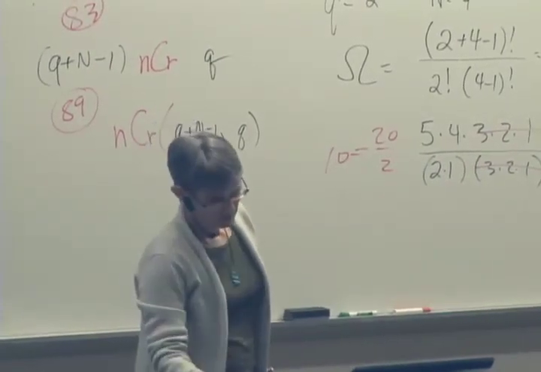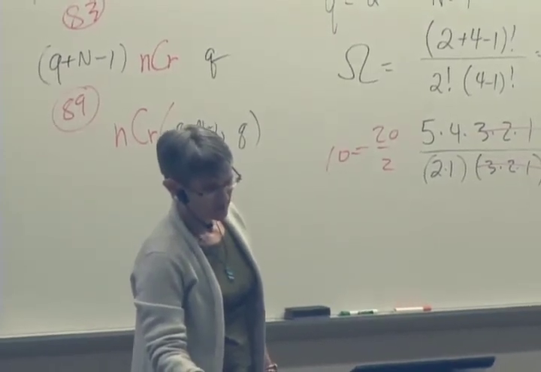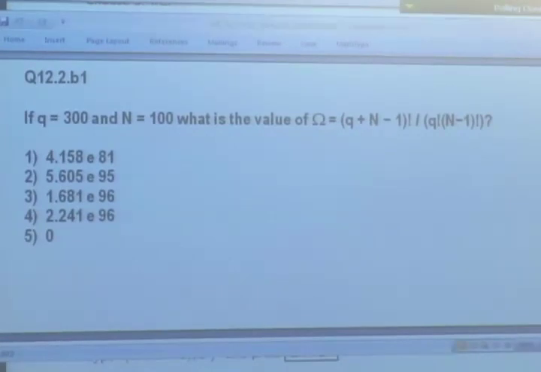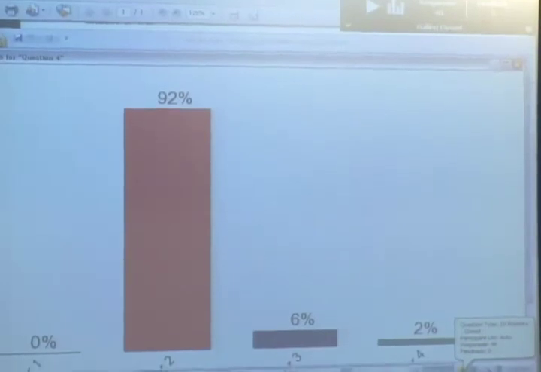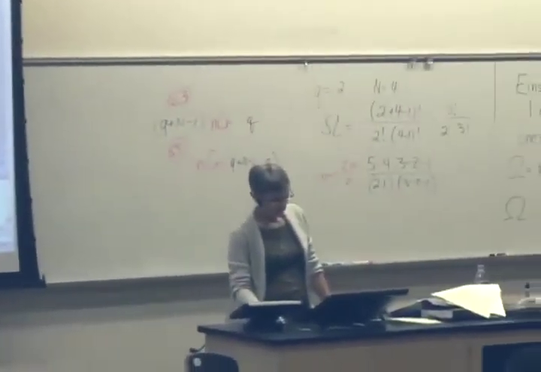All right, let's try a big one, because we're interested in lots of atoms and lots of oscillators. If we have 100 oscillators and 300 quanta of energy, what are we going to get? And 2 is correct. All right, so you need to be able to do this. If you're having problems with this, talk to me or a neighbor after class and get it straightened out, because we need to be able to do this.